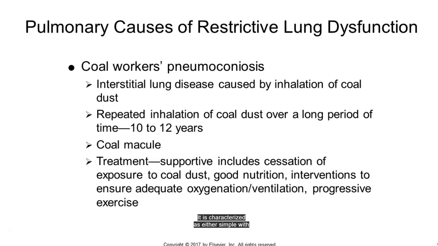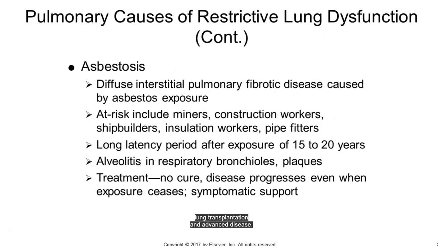It is characterized as either simple, with small opacities on chest x-rays less than 1 centimeter in size, or pulmonary massive fibrosis with one or more large opacities. PFTs will show decreased volumes and capacities and DLCO. Supportive treatments include cessation of exposure, good nutrition, adequate oxygenation and ventilation, and exercise training to preserve remaining lung function, or lung transplantation in advanced disease.